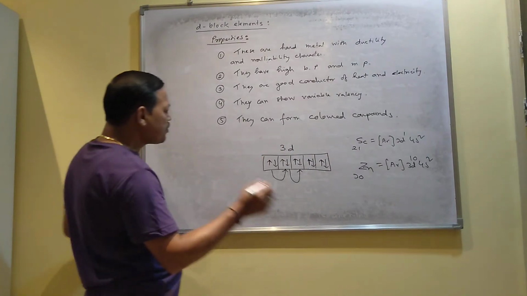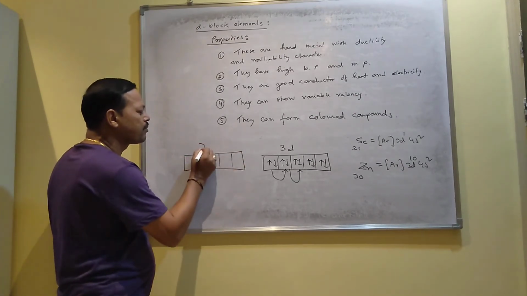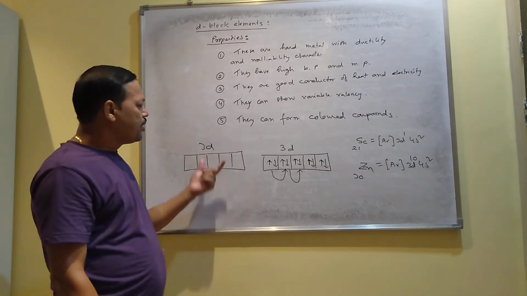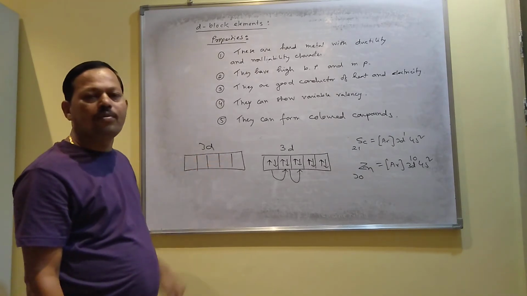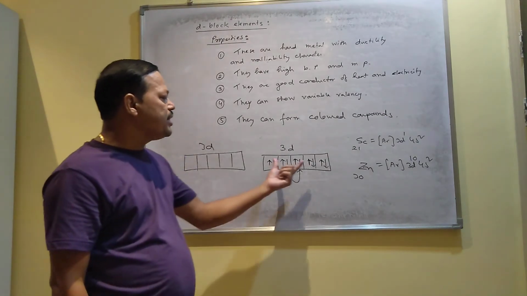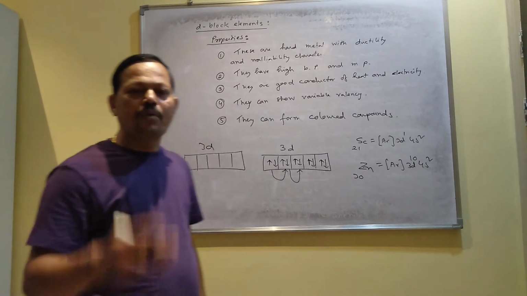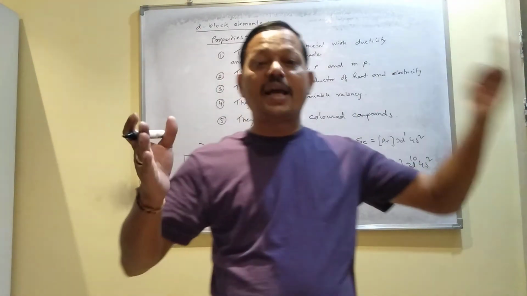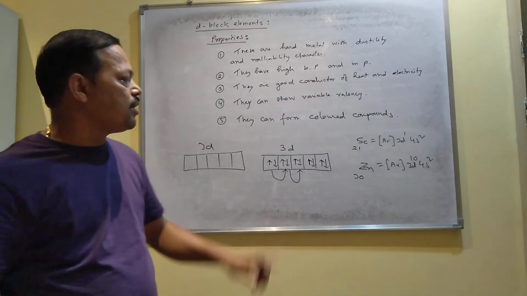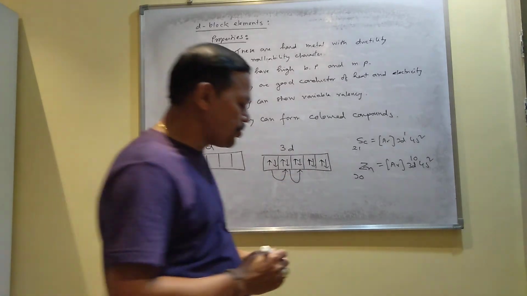Now, if the d orbital is vacant, then also there is no dd electronic transition. Then also it becomes colorless. So you will get a colorless compound only when d is completely filled or d is completely vacant. But if the d orbital contains 1 to 9 electrons, then dd electronic transition takes place, and due to this they form colored compounds.